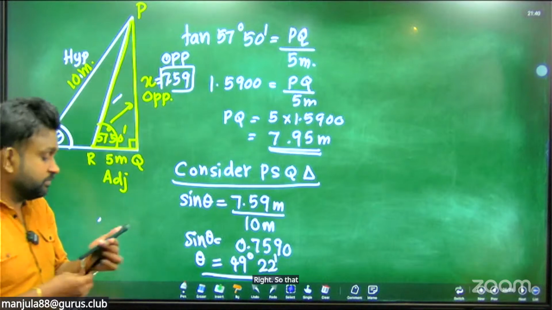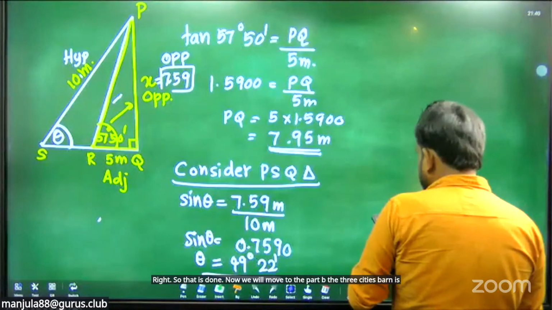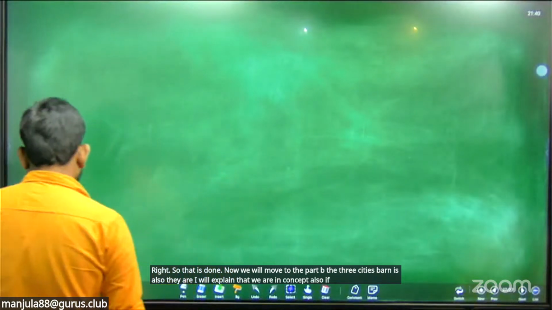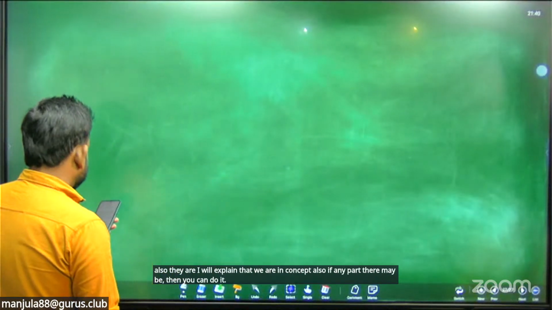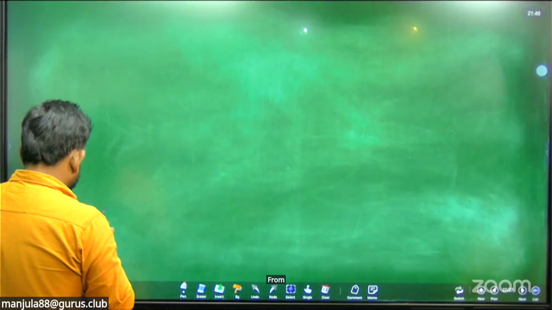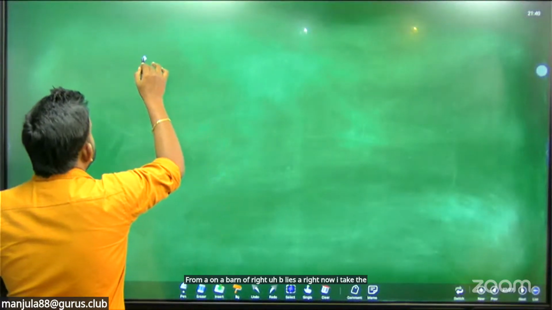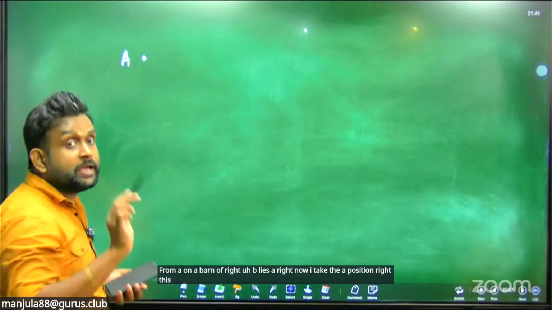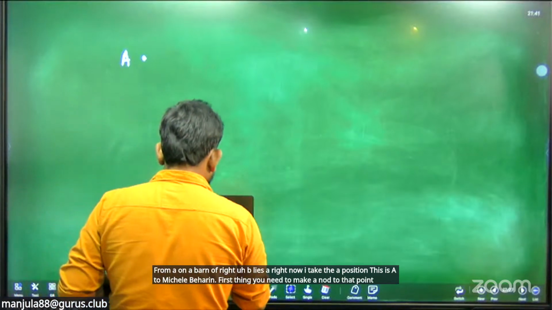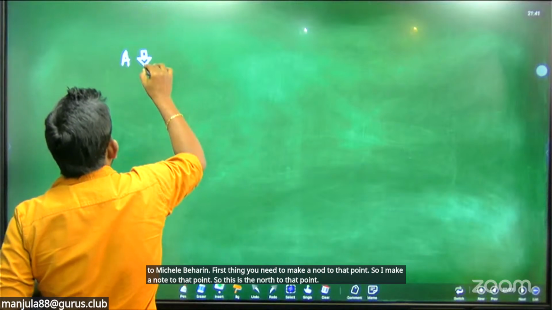Now we will move to part B. The three cities, the bearing concept. I will explain that bearing concept also. If there is any part you can do, then do it. Three cities A, B, C are situated such that B lies 40 kilometers from A on a bearing. Right, now I take the A position. To measure a bearing, first you need to make a north line to that point. So this is the north line to that point. That should be a line now.